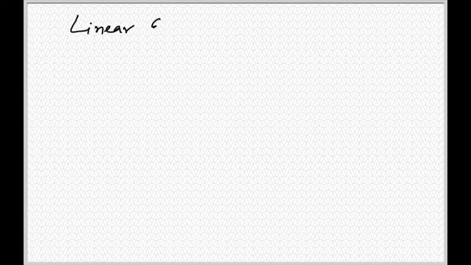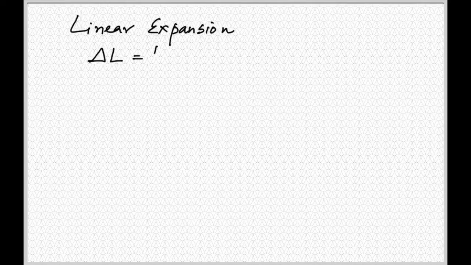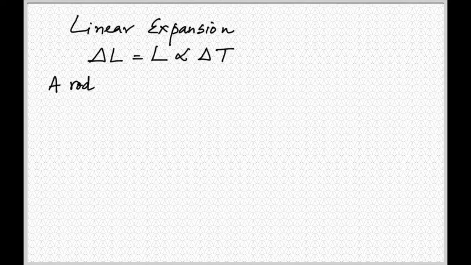And now we have linear expansion. Basically, a linear expansion, or the change in length when you heat a metal rod, is given by the product of the original length, the linear expansivity, which is a constant for each material, and the change in temperature. So the original length, the constant, and the change in temperature through which it is heated.